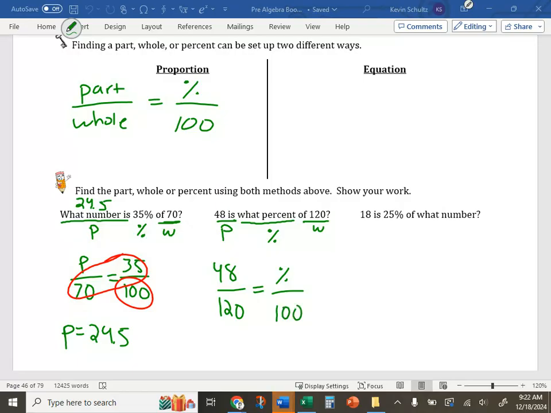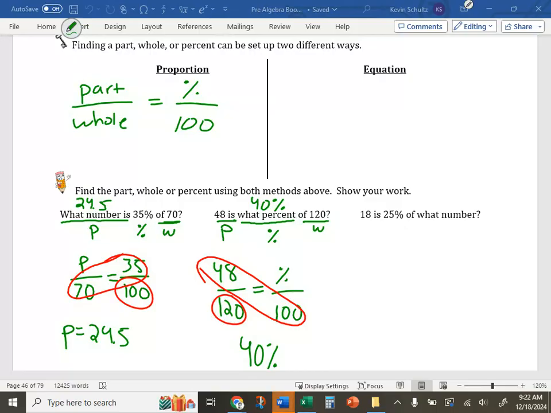Once you get that set up, cross products. Yeah, you would do 48 times 100 divided by 120. 40. So we got 40. Do I have a second on that? Yup. Yeah. Okay. And since that is our percentage, we should have a percentage symbol after it. 48 is 40% of 120.